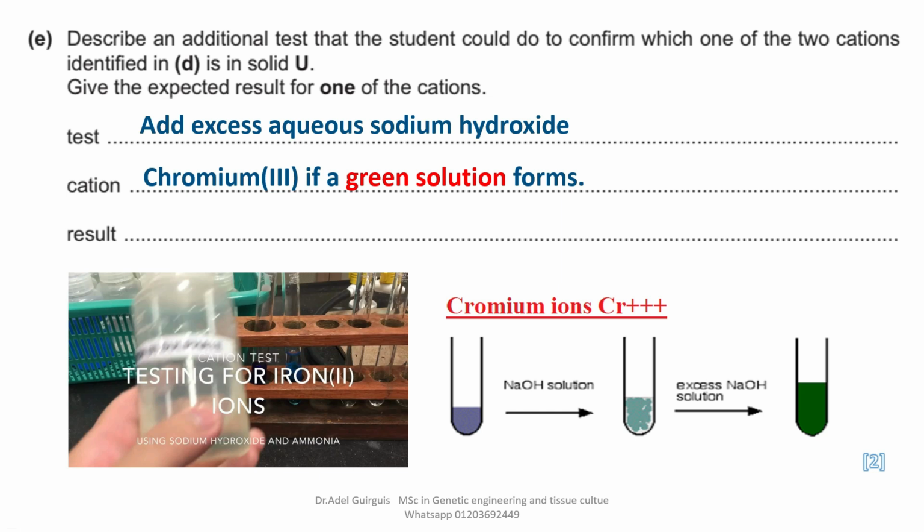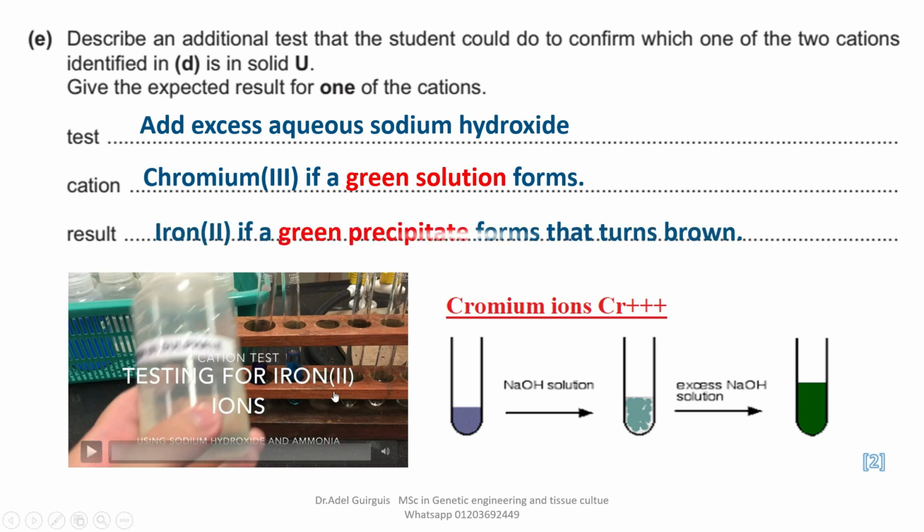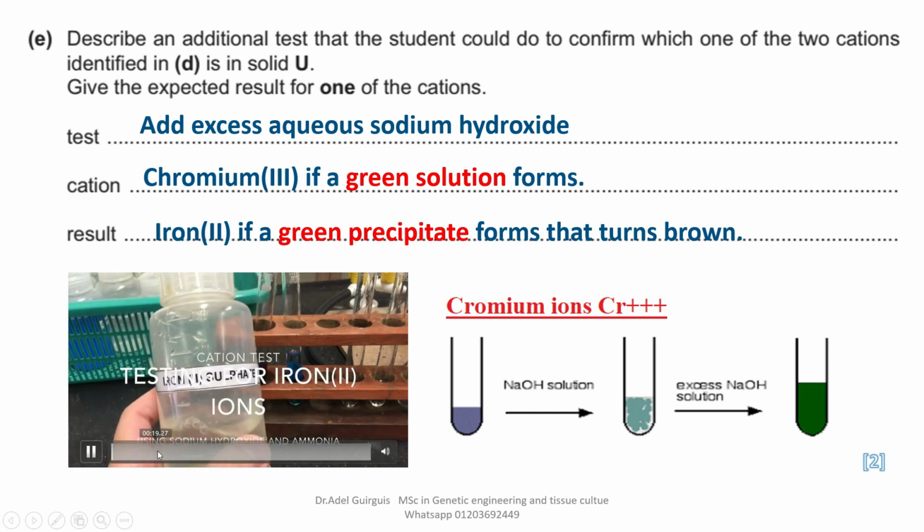While if the solution contains iron 2, what would happen? Look at the video now. Okay, iron 2, if green precipitate remains, or forms, then turns into brown, this indicates presence of iron 2. Look at the second part of this video.